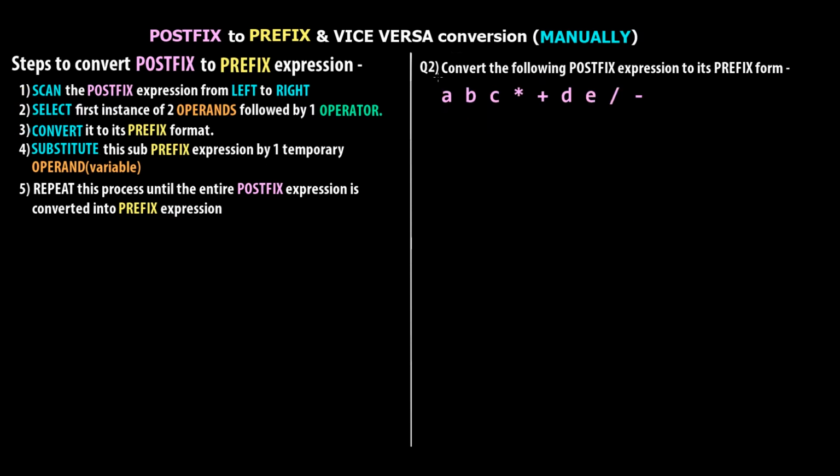Okay, so this is question number 2. Convert the following postfix expression to its prefix format. Again, a little lengthy postfix expression. Let's quickly start from going from left to right in this direction. We have to select the first instance of 2 operands followed by 1 operator.